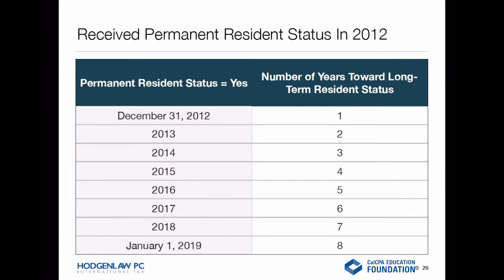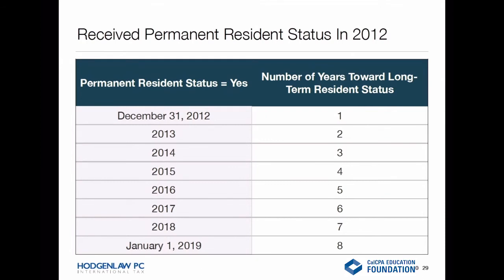So you've only had your green card for 1 day, but that counts as 1 year towards the long-term resident test because you've had your green card in the year 2012. So you count the entire year 2012 as 1 year towards the test. Then you keep the green card for 2013 all the way through 2018. And let's say that your green card status is terminated on January 1st, 2019. That means that you also had the green card in 2019. So the entire year 2019 counts towards the test.